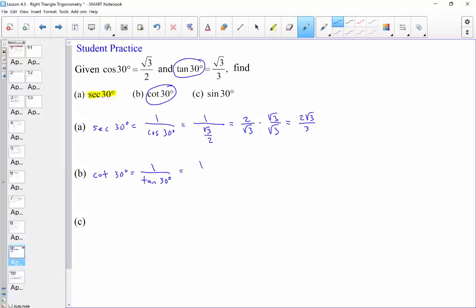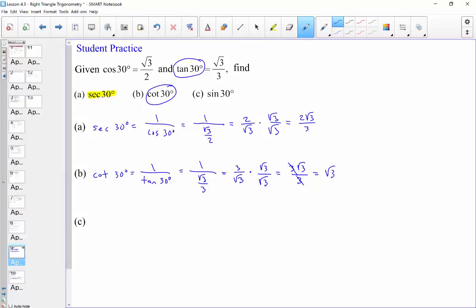Since we know that the tangent of 30 degrees equals the square root of 3 over 3, we'll substitute that in. When we divide by a fraction, we multiply by its inverse, and we'll end up with 3 over the square root of 3. Next, we'll rationalize the denominator by multiplying by the square root of 3 over the square root of 3, and we get 3 times the square root of 3 over 3. The 3's cancel, and it simplifies to square root of 3.